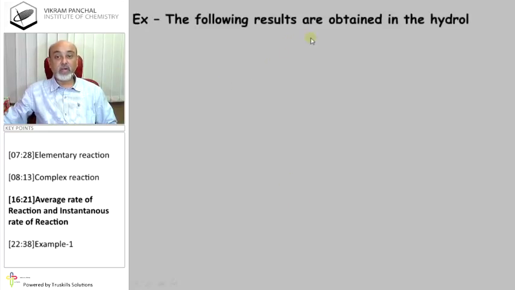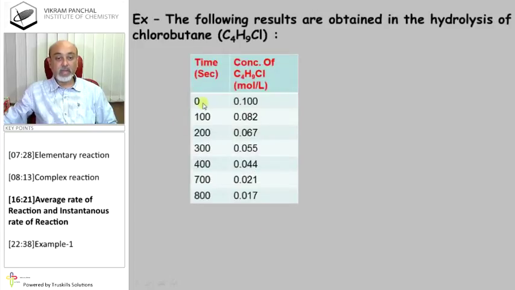The following results are obtained in the hydrolysis of chlorobutane. At 0 time, the concentration of chlorobutane is 0.1 molar. After 100 seconds, it is 0.082. After 200 seconds, the concentration is 0.067. After 300 seconds, 0.055. After 400 seconds, 0.044. After 700 seconds, it is 0.021. After 800 seconds, it is 0.017.